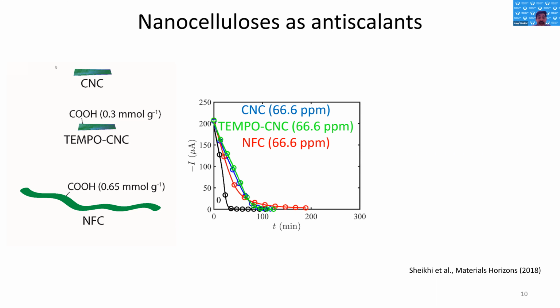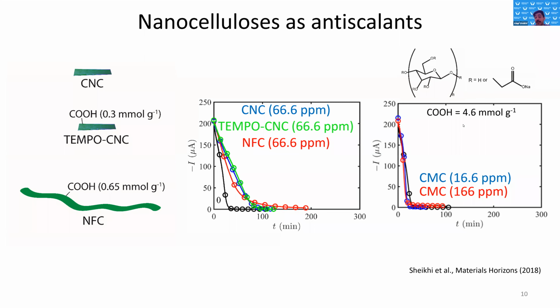So we did that. For cellulose nanocrystals, TEMPO-oxidized cellulose nanocrystals with increased surface charge, and the nanofibrillated cellulose, we observed that they do not work as anti-scalants. The current decreases, as you can see, reaches zero, meaning that the full scaling takes place. We also used the fully solubilized carboxymethyl cellulose, CMC, which has a high charge content, about 4.6 millimole per gram. But again, we did not see any scale inhibition.